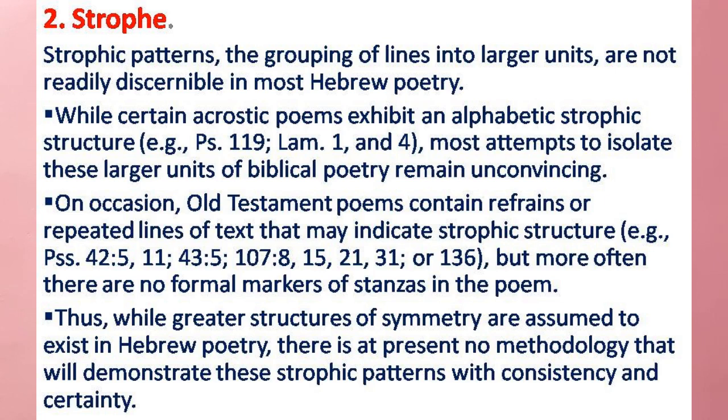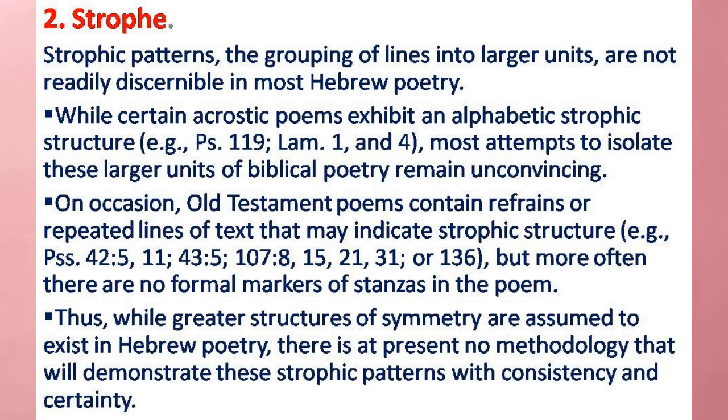Each group, each line, starting paragraph or strophe, starts with each strophe. So it can be divided into strophes. On occasion, Old Testament poems contain refrains or repeated lines of text that may indicate the strophic structure. We have examples in Psalms 42, 43, 107 verse 8. So some areas there will be repetition.